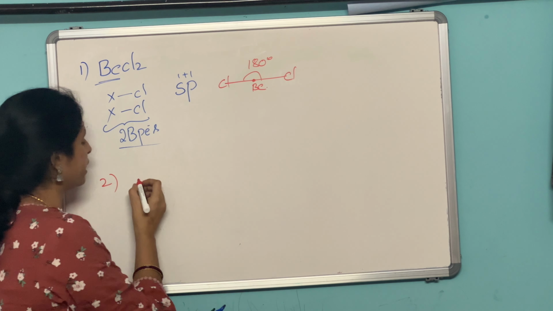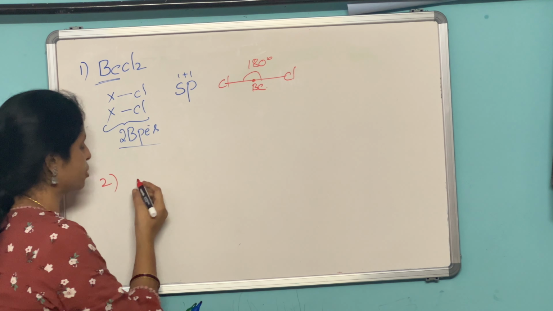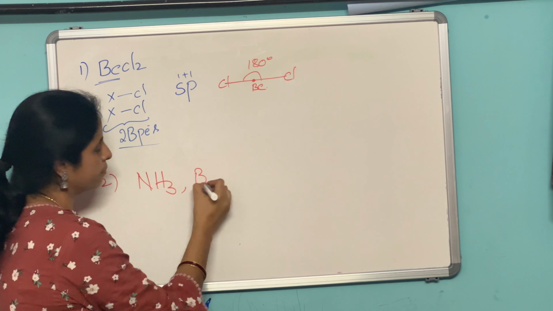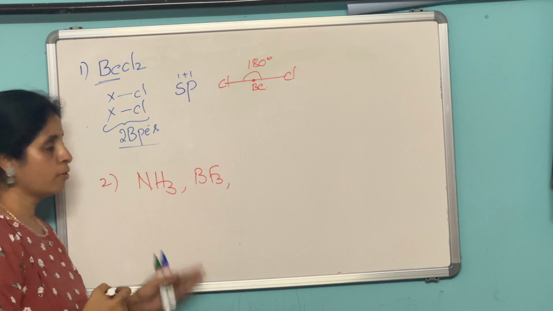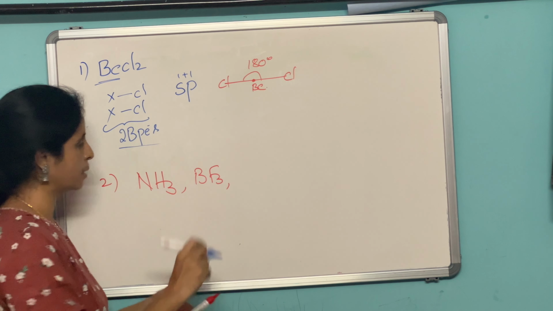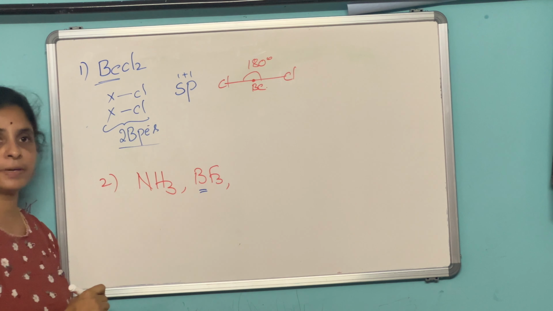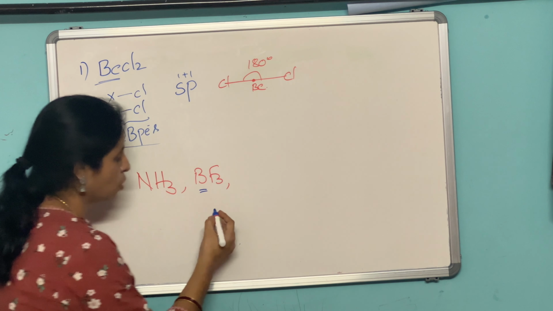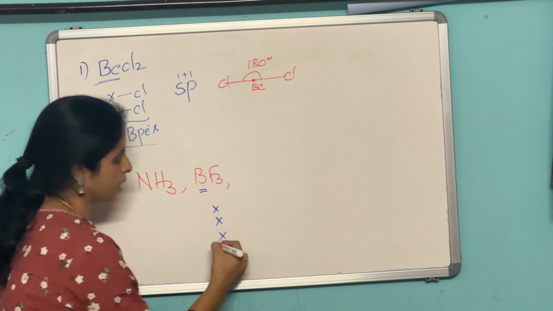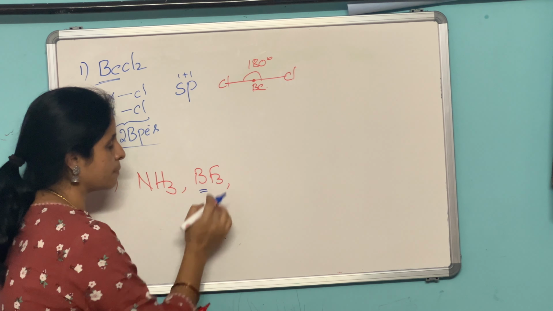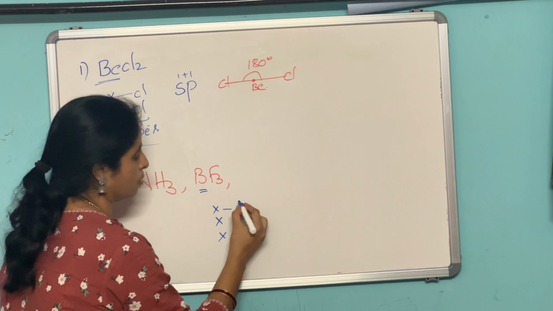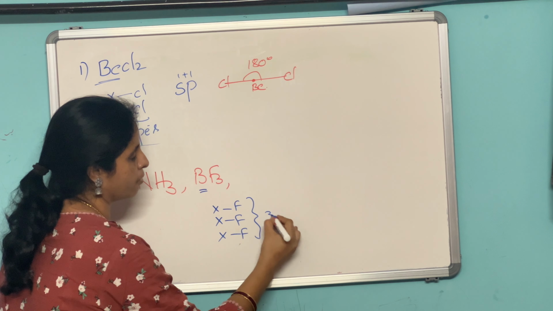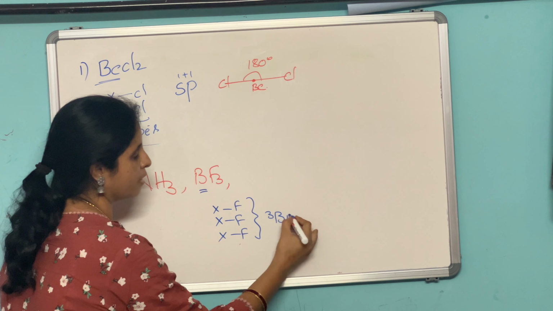Here you calculate hybridization for NH3 and BF3. First you find out hybridization for BF3. Boron trifluoride: boron belongs to which group? Third group, so 1, 2, 3. How many fluorine atoms are there? 3. So how many bond pairs of electrons? 3 bond pairs of electrons.